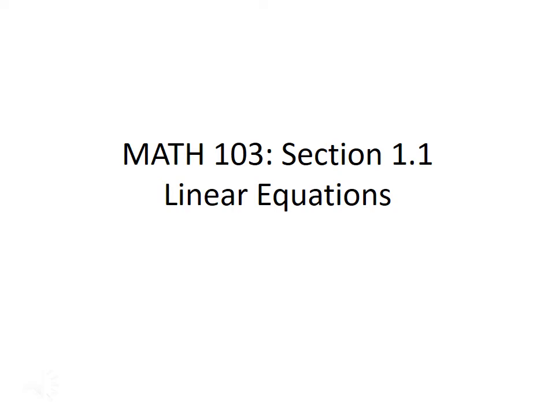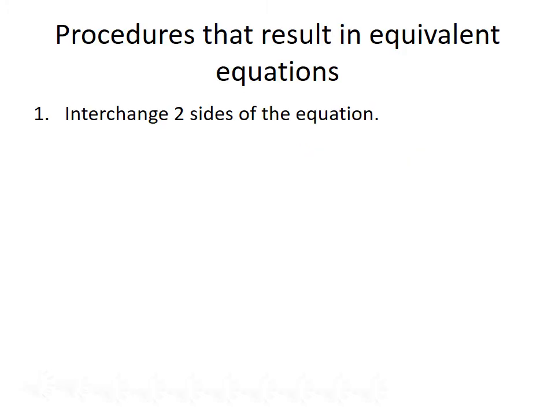In this lecture, we're going to talk about linear equations. To solve linear equations, we're going to conduct a series of procedures that result in equivalent equations until we get the variable by itself. Some of the procedures that we can use are, first, interchange two sides of the equation. So this means if we have the equation 3 equals x, we can rewrite it as x equals 3.